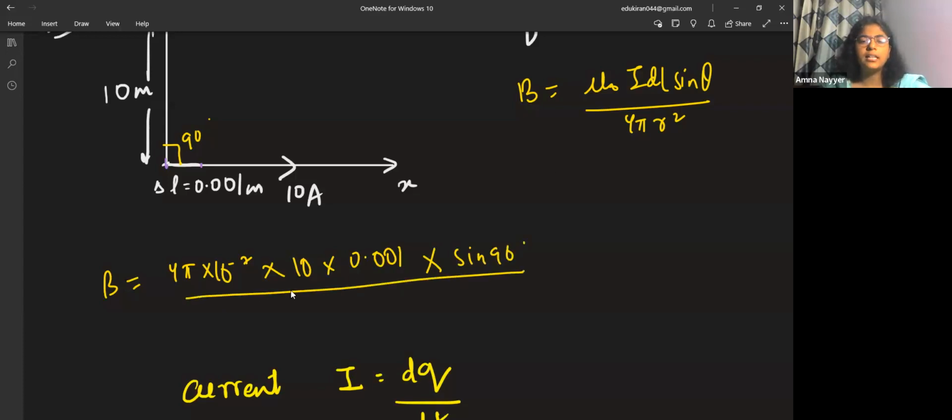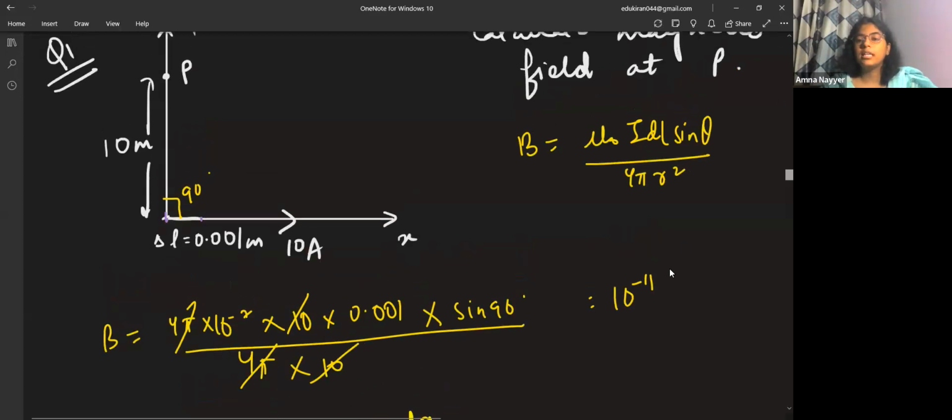No need to even write it. This is 4 pi. r, the position vector, is 10. This gets cancelled. 10 gets cancelled. So this becomes 10 to the power minus 11. But this is just the magnitude. We have studied how to find out the direction.